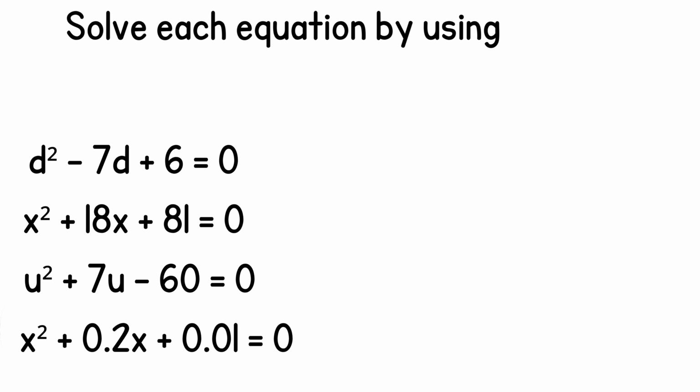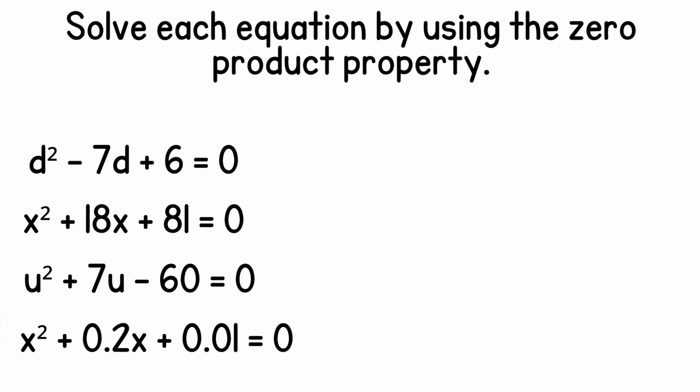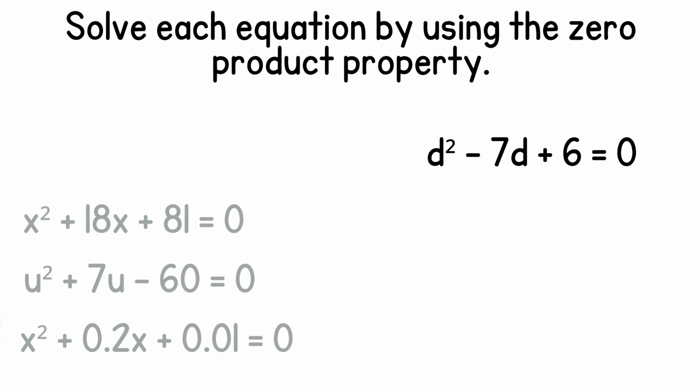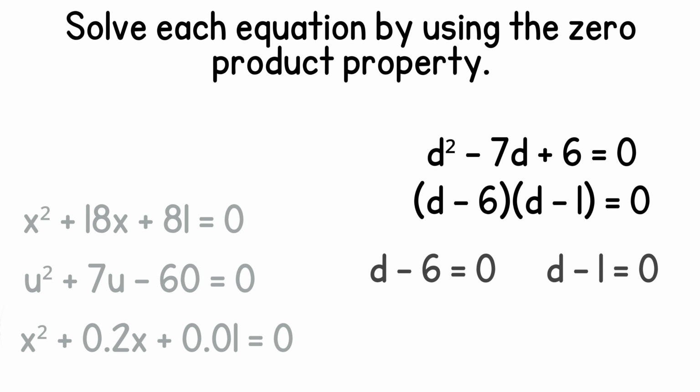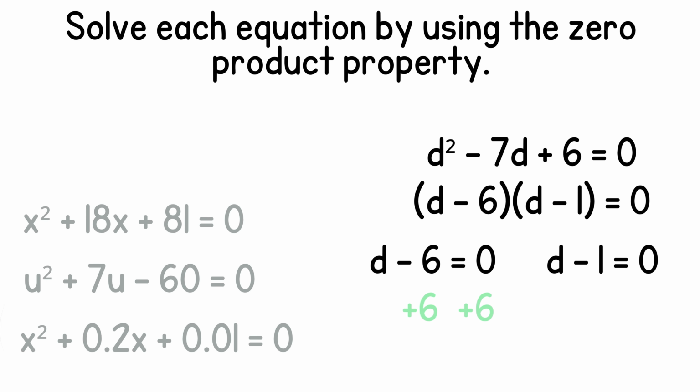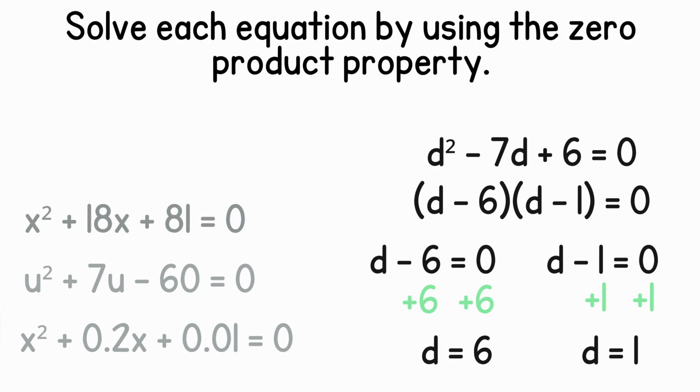On our last example, we're going to solve each equation by using the zero product property. Let's start with our first equation. So we need two numbers that multiply to 6 but add to negative 7. Those numbers would be negative 6 and negative 1. Now we can set each parenthesis equal to 0 to solve for our variables. We'll start by adding 6 to both sides, which gives us d is equal to 6. And in the next equation, we'll add 1 to both sides, which gives us d is equal to 1.